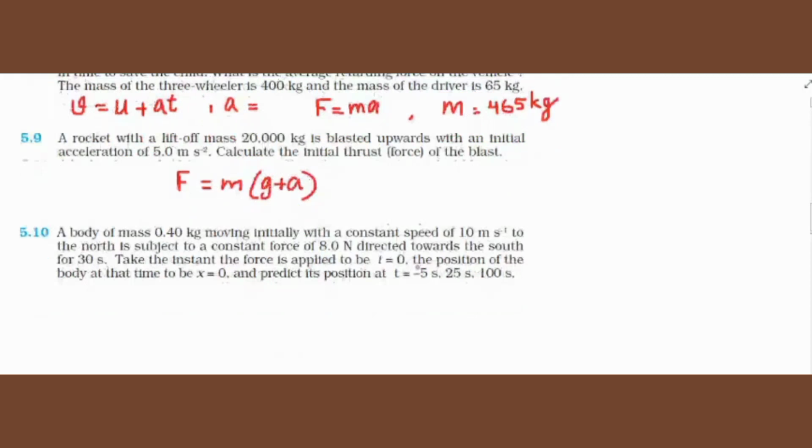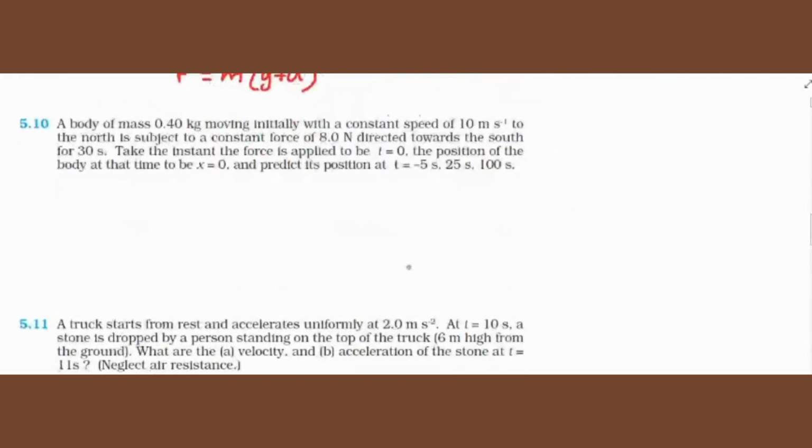Now, next question 10. You have to solve question 10 very, very carefully. You can see a body of mass 4 kilogram, mass is given, moving initially with a speed of 10 meter per second. Initial speed U is 10 meter per second, moving towards north. It is subjected to a force of 8 Newton towards south. The 8 Newton force is applied for 30 seconds. The force is acting only for 30 seconds.